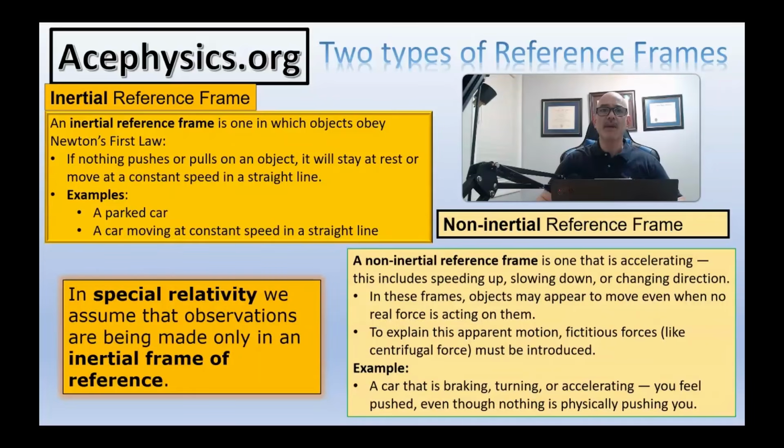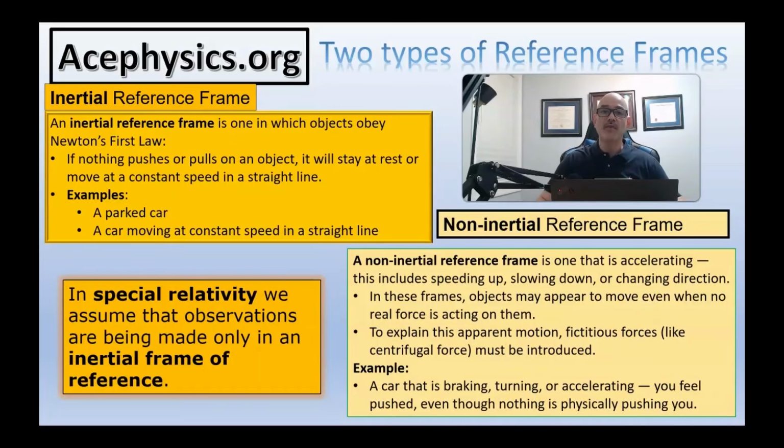Before we can understand special relativity, we absolutely have to understand what an inertial reference frame is. This terminology isn't just background, it's essential. Without it, relativity won't make sense. An inertial reference frame is one where Newton's first law holds. If nothing pushes or pulls on an object, it stays at rest or moves in a straight line at a constant speed. Examples of an inertial reference frame include a parked car or a car cruising steadily down a straight road. In special relativity, we make key assumptions. Every observation we talk about is made from an inertial frame of reference.